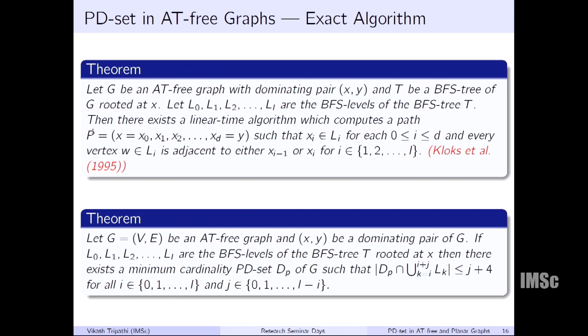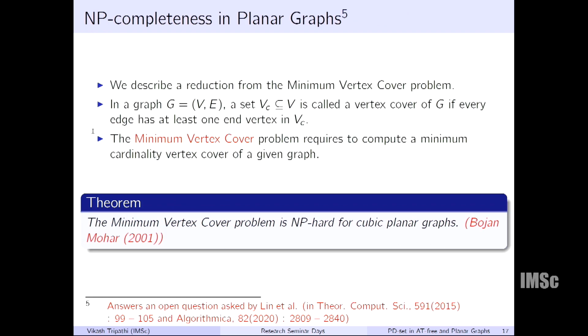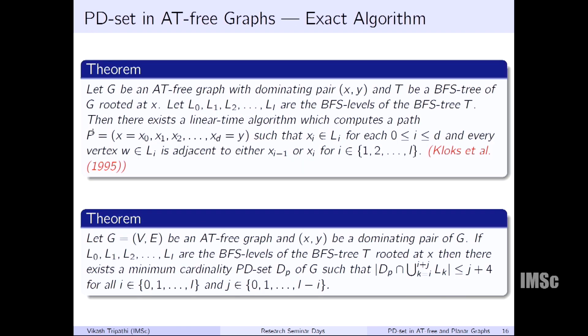Using this property we are able to bound the number of vertices coming from any j+1 consecutive BFS levels in a minimum pair dominating set. We proved that there exists a minimum cardinality pair dominating set DP such that DP contains at most j+4 vertices from any j+1 consecutive BFS levels. And using this property we are able to design a polytime algorithm.